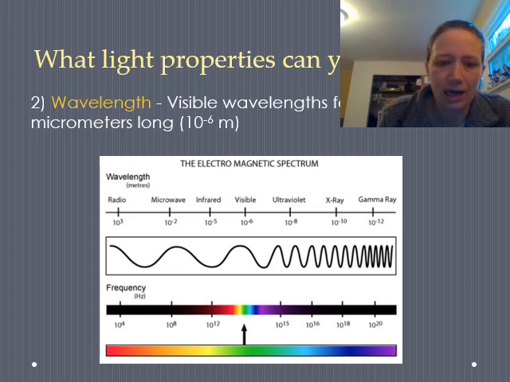This is a chart known as the electromagnetic spectrum. You don't need to copy it all down or anything, but this will give you a hint about some of those colors that are beyond the range in which we can see, and we'll talk about those in class.